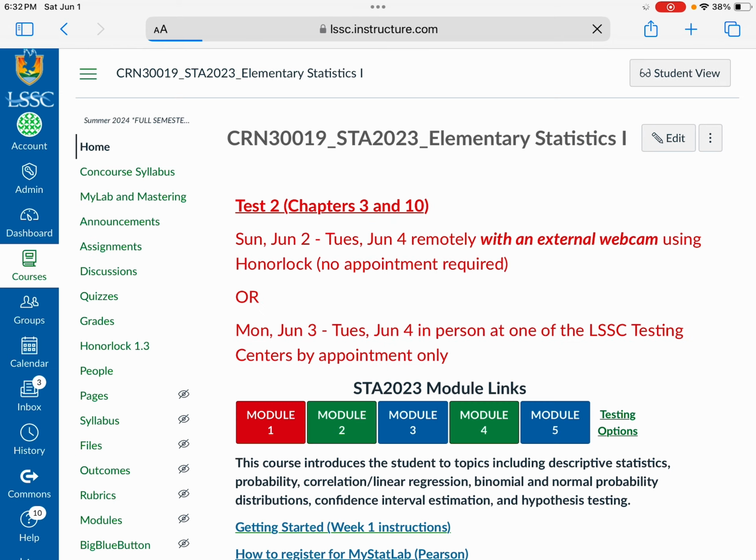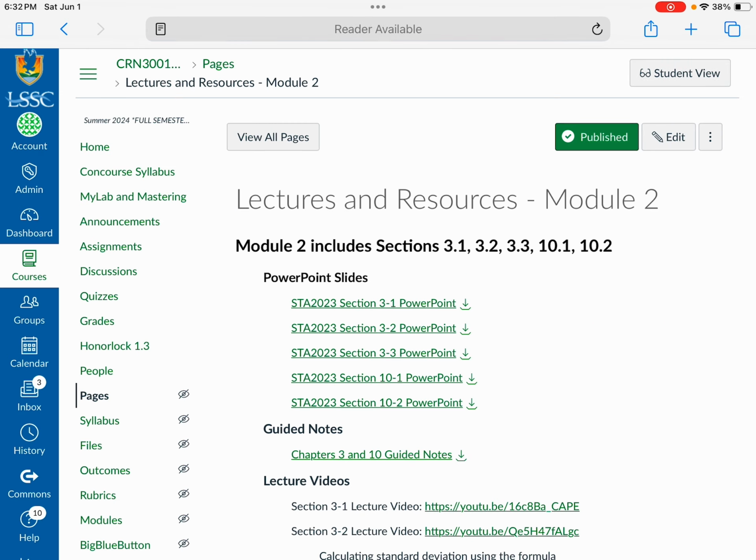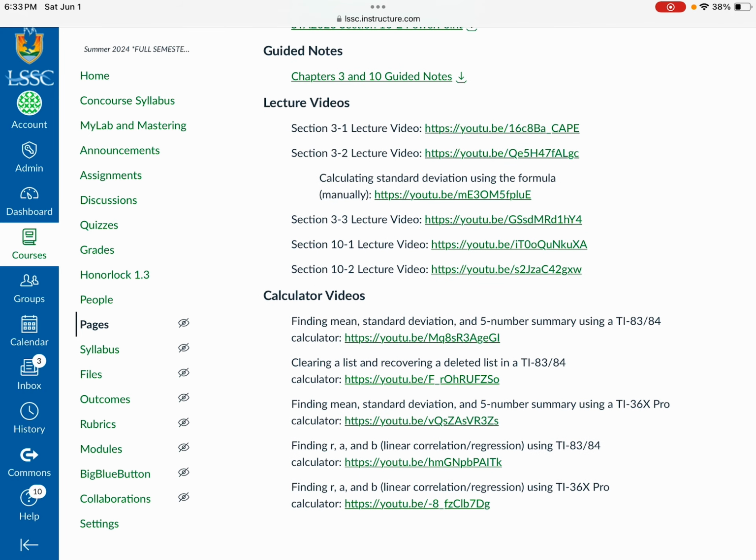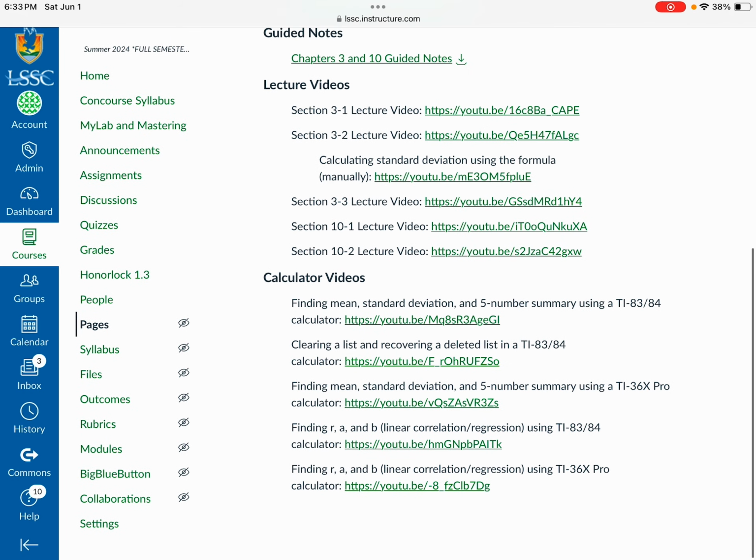Now let's go back to that Module 2 link where I've posted the videos. I have received numerous questions this week about how to use the calculator. I have posted several calculator videos, including how to enter a list of values into your list editor, how to edit, clear a list, recover it if you accidentally deleted it from view. I've also posted videos on how to calculate mean, standard deviation, median, quartiles, minimum, maximum, etc. for both the TI-83/84 series as well as the TI-36X Pros.